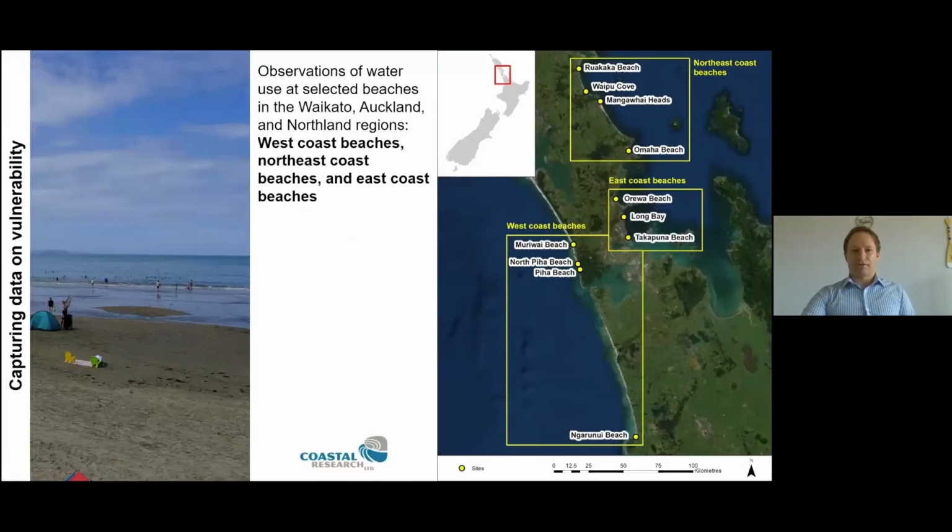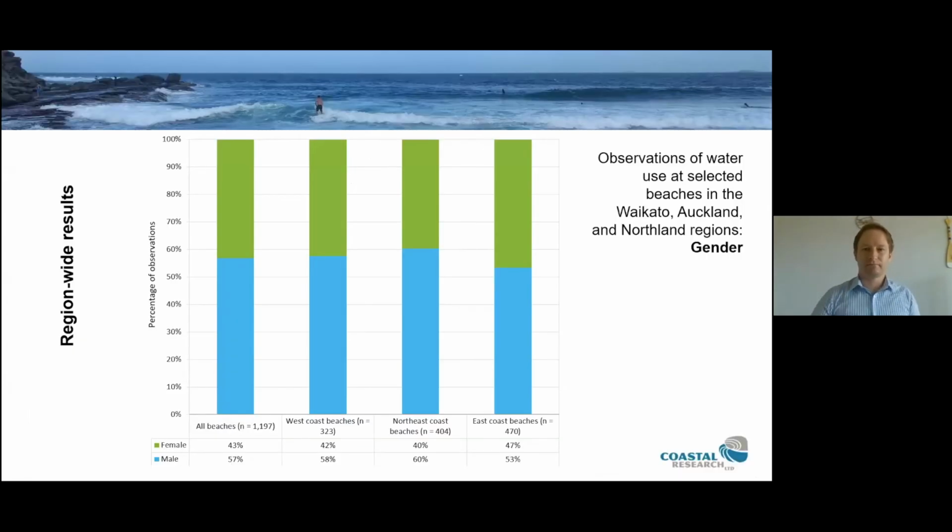So this small study was undertaken at a number of beaches in the northern part of New Zealand on the North Island, on a range of different beaches, a number on West Coast beaches, Northeast Coast and East Coast. West Coast is dominated by high wave energy. The Northeast Coast is what you would say moderate wave energy, and the East Coast beaches are low wave energy. So very different physical environments, close to New Zealand's largest city.